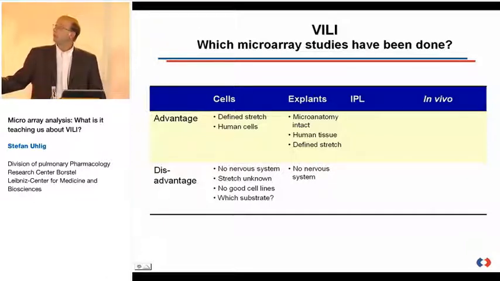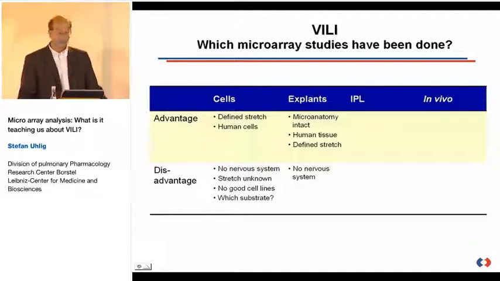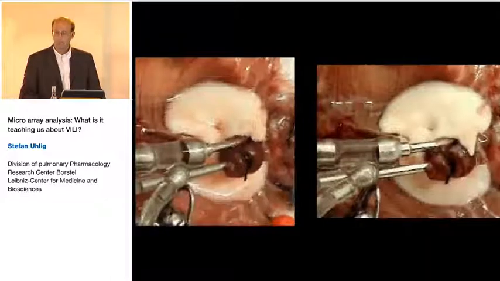So the advantage of the explants would be that the microanatomy is intact, we can use human tissue, and we can also define the stretch pretty well. Of course, there are also disadvantages, one being that there is no nervous system and no interaction with other parts of the body, so we clearly also lack some of the complete picture in this model.